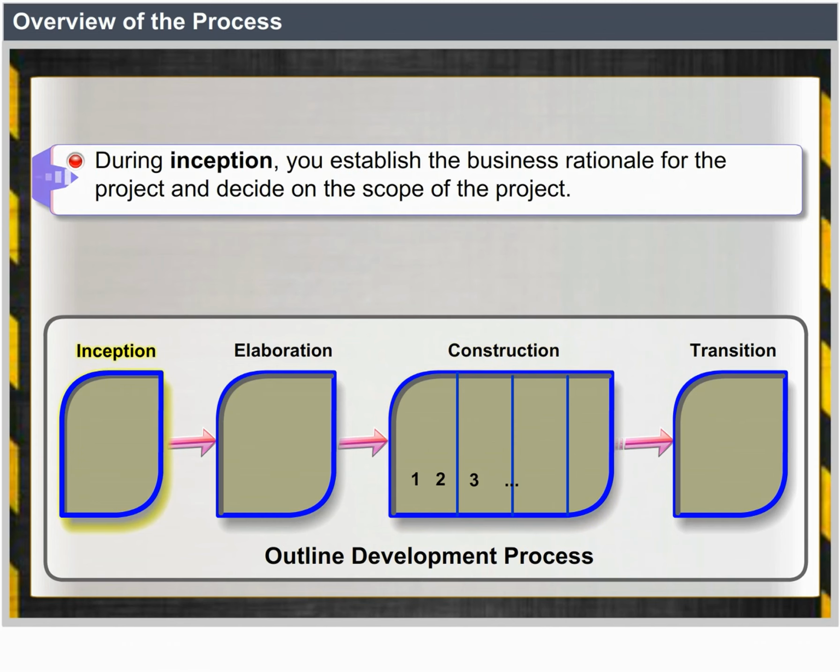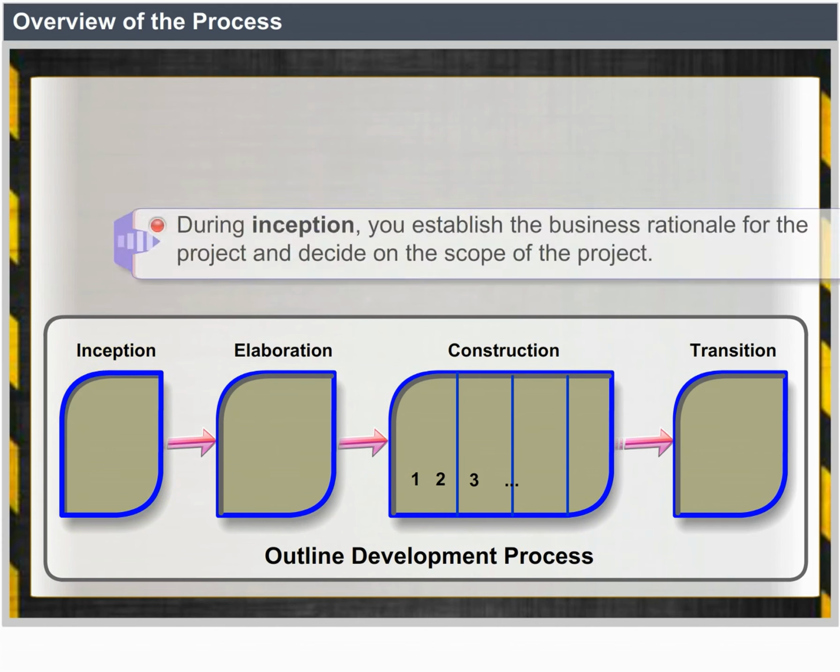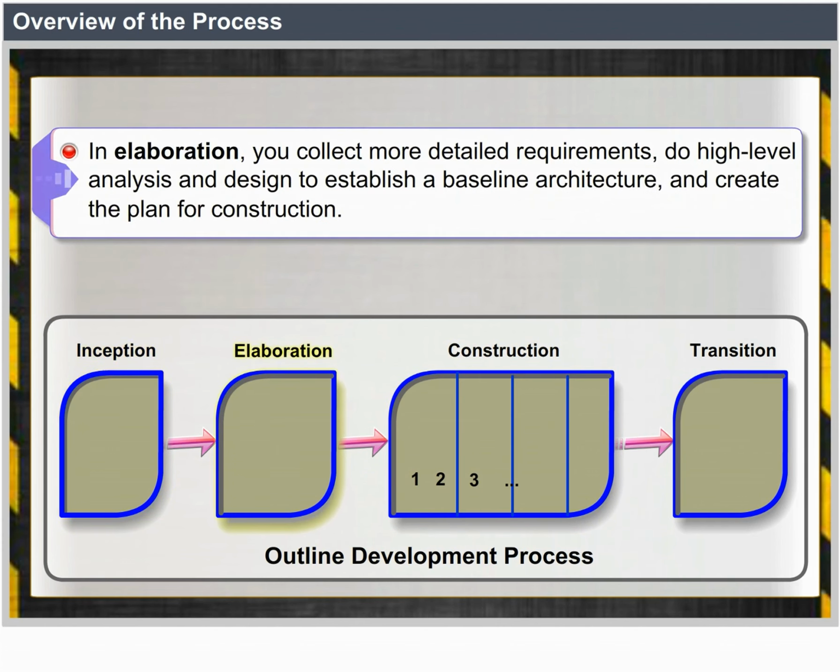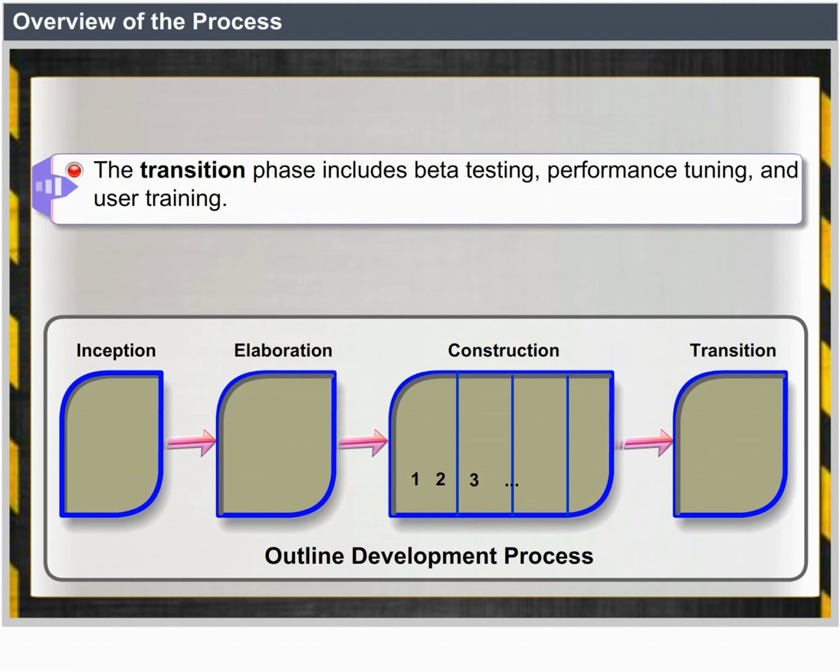During inception, you establish the business rationale for the project and decide on the scope of the project. In elaboration, you collect more detailed requirements, do high level analysis and design to establish baseline architecture, and create the plan for construction. The transition phase includes beta testing, performance tuning, and user training.